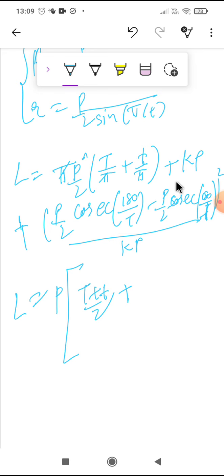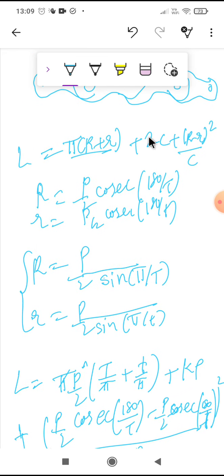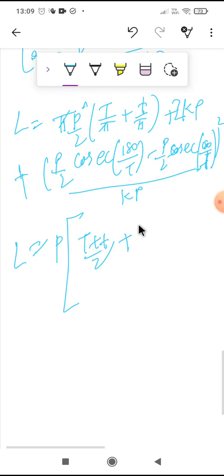Here it was actually 2C, so here it will be 2kp. So here I am left with 2k plus, now this term, since p is taken out as common.